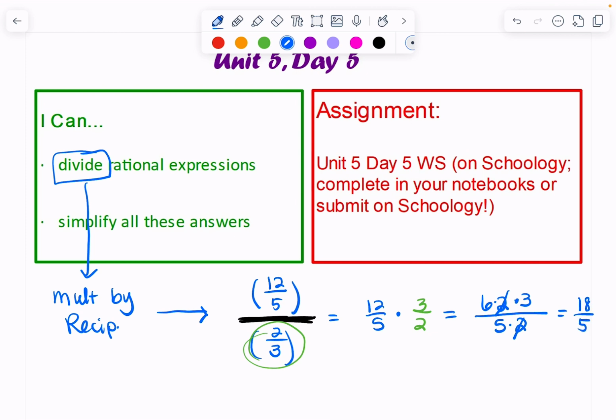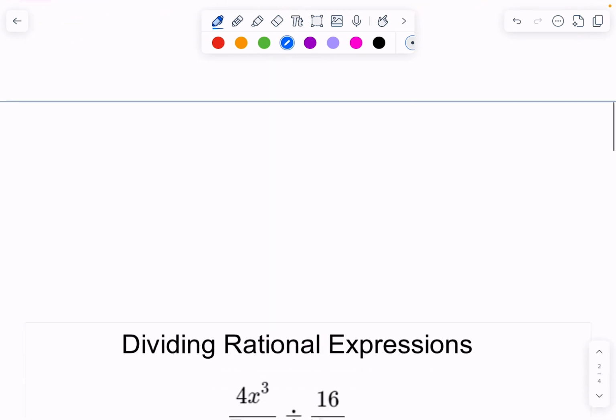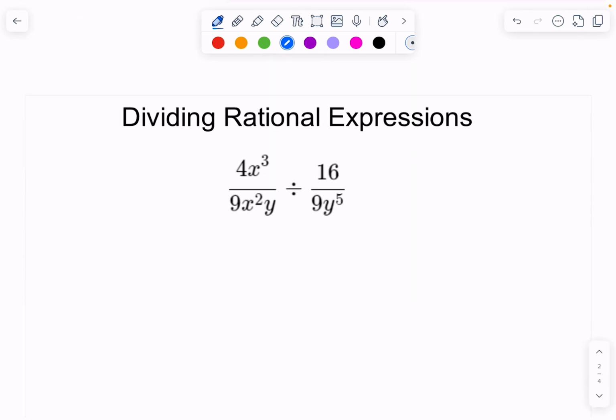So let's see if we can extend that idea to all of this stuff with rational expressions, meaning variables, x's and y's. So we'll copy this one down, and the first thing, of course, to draw your attention to is that whenever you have a division, you're going to rewrite the problem and multiply by the reciprocal. Now, looking ahead, you can start to see that there's going to be some things that are going to cancel. So I'm going to rewrite this first x cubed as x squared times x. You'll see why in a sec.